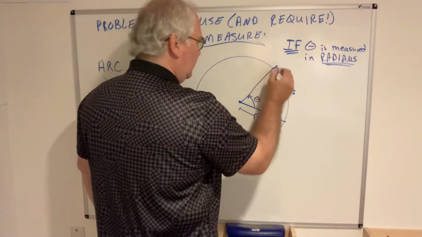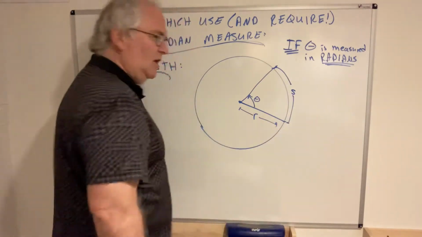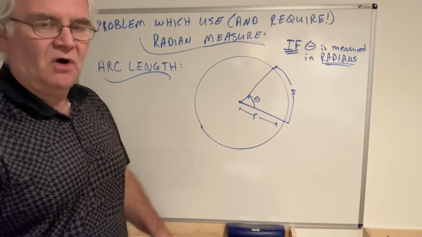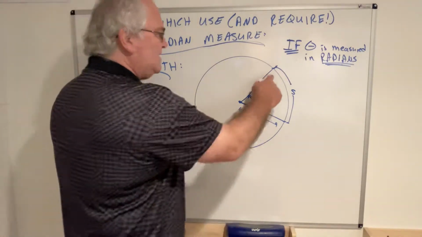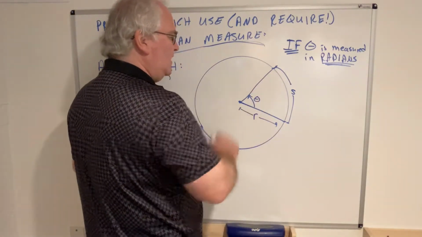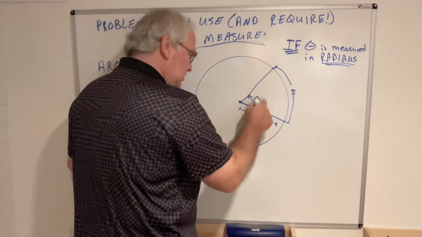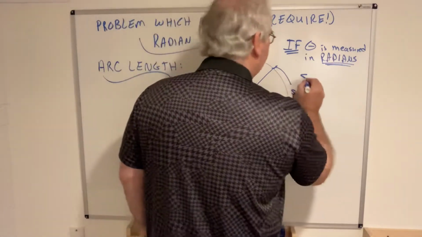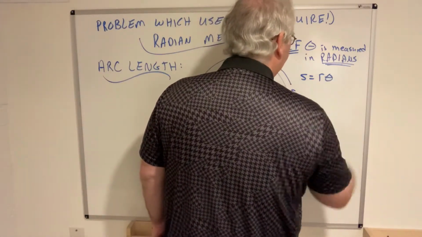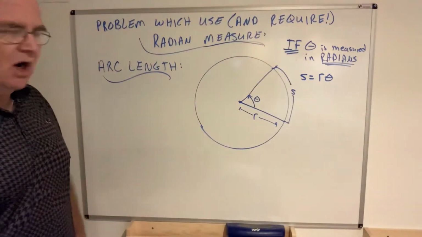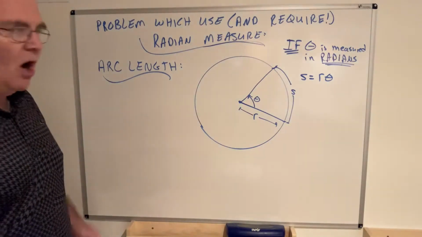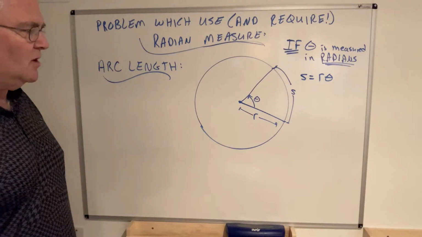When you get to Calc 1, you'll use S for arc length. When you get to Calc 3, you'll use S for arc length. S is the symbol everyone uses for arc length. So S is the arc length, R is the radius, theta is the central angle. We assume theta is in radians, then the following holds true: S is equal to R theta. Only if theta is measured in radians is that true.